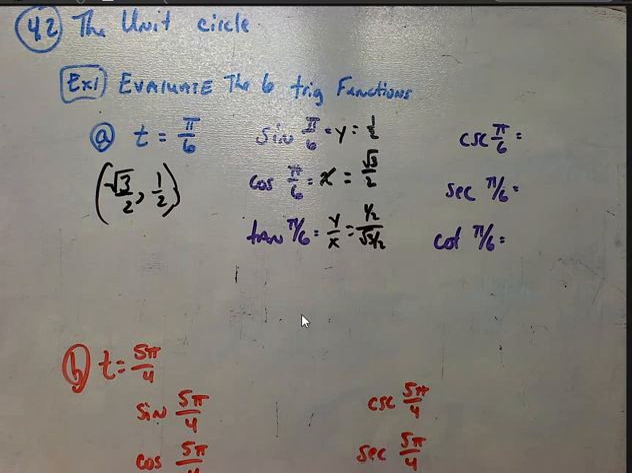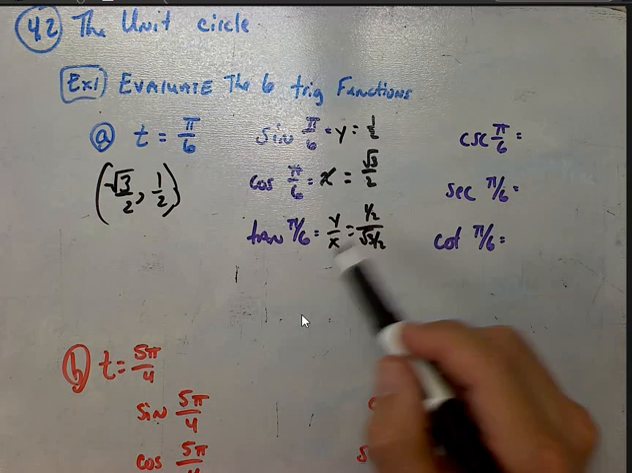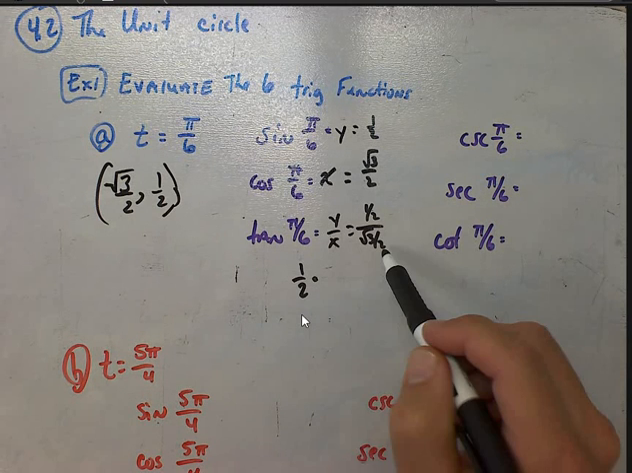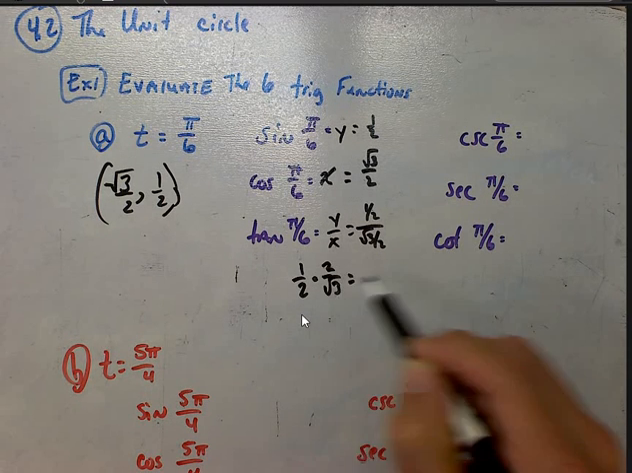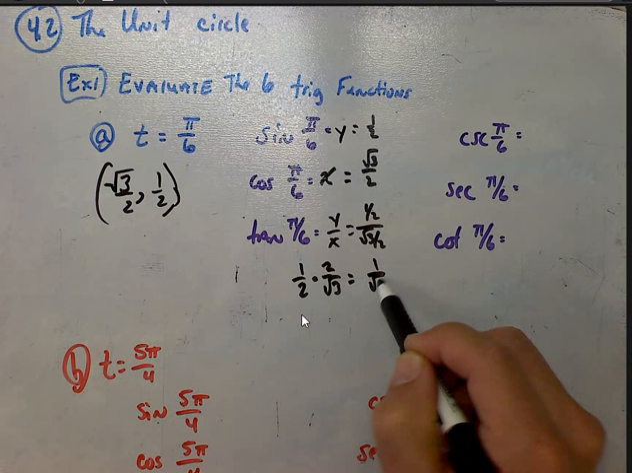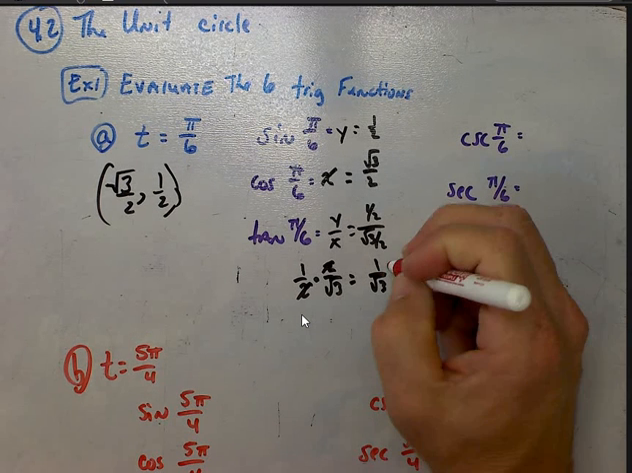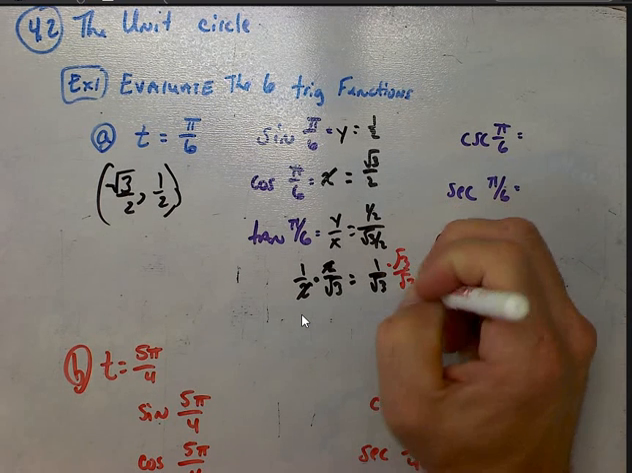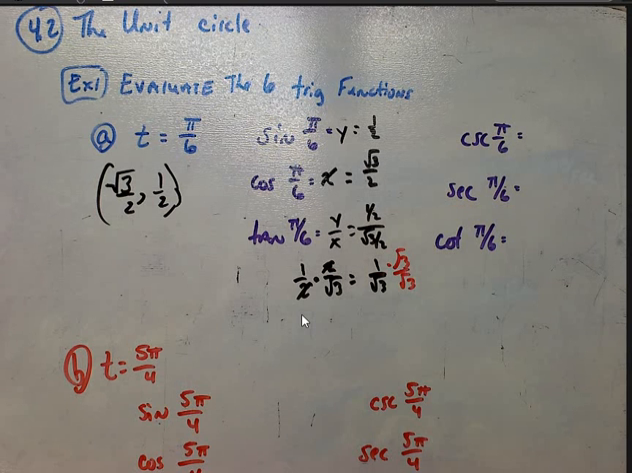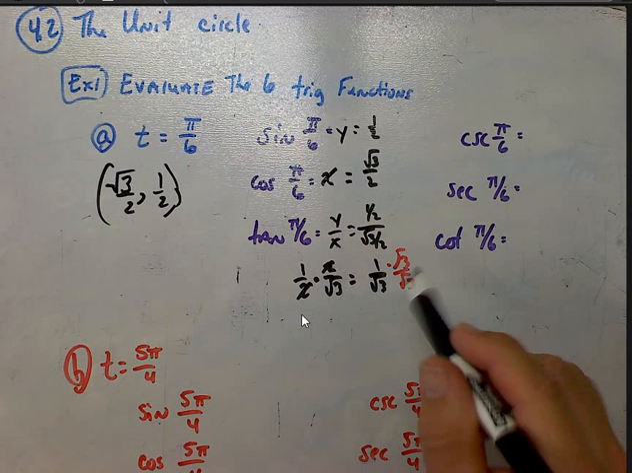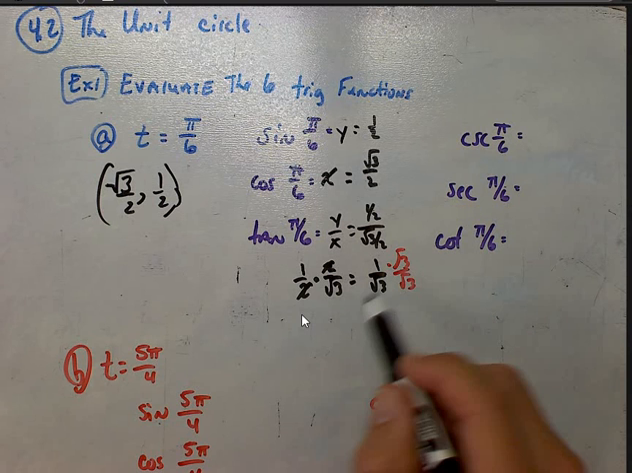Then we have to simplify that by taking 1/2 times the reciprocal, 2 over square root 3, to get 1 over square root 3. The 2's cancel. And then we have to multiply the top and the bottom, and we rationalize this by the square root of 3 over 3, since we can't have a square root on the bottom. And therefore the tangent of pi over 6 turns out to be square root 3 over 3 as the final answer.